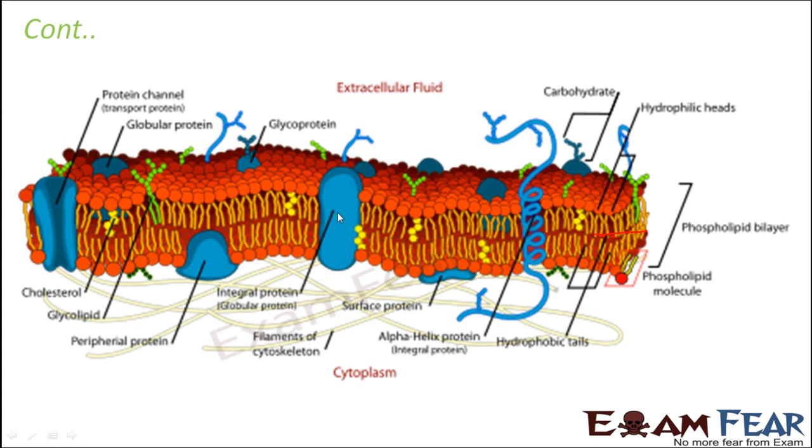Now, other than proteins and lipids, a small amount of carbohydrates and cholesterol are also present. Here you can see a small amount of these yellow structures, they are cholesterol. So a small amount of cholesterol is there, and a small amount of carbohydrate is also present. So this is how the structure of a plasma membrane looks.